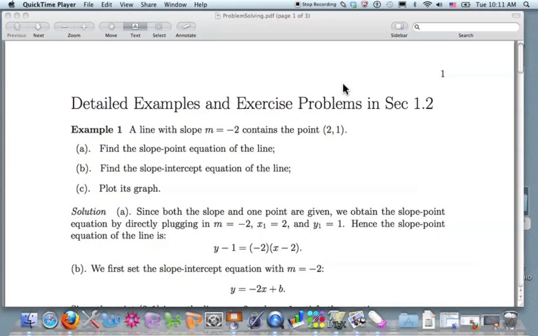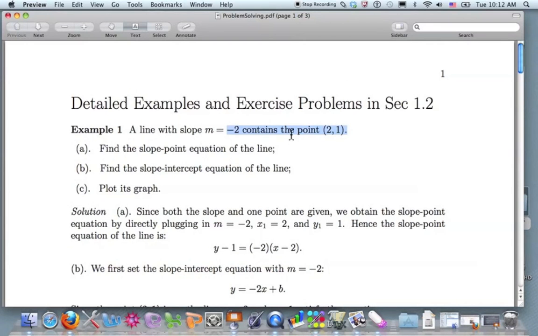Okay, so the first example shows how to find the two types of equations of the same line given a slope and a point, and also how to plot a line. We are given the slope as -2 and the point is (2, 1).